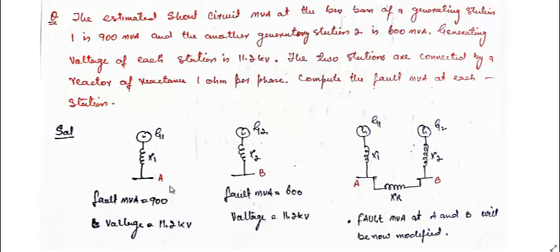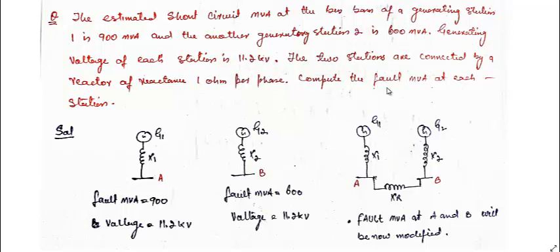That means individually, if they are not connected, if the short circuit occurs between this point and the ground, the short circuit MVA of this system is 900 MVA. Similarly, for the other generator, if the short circuit occurs between this point and the ground, its short circuit MVA is 600 MVA. The generating voltage of each station is 11.2 kV. This is actually the base kV.